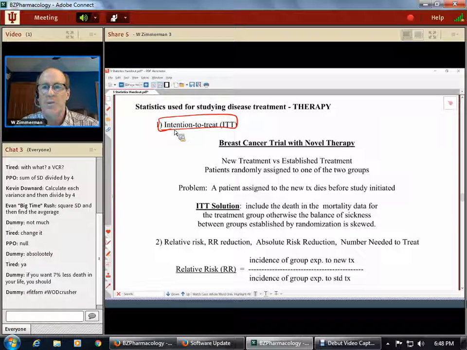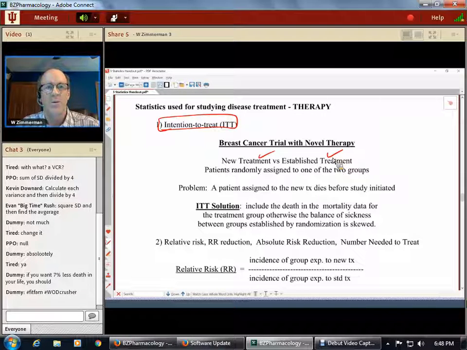But let's say you're doing a breast cancer trial with a novel therapy, and you don't get to use a placebo in a breast cancer trial. We know some therapies work. So you're going to do a new treatment versus an established treatment. And you've assigned the patients to the 2 groups.